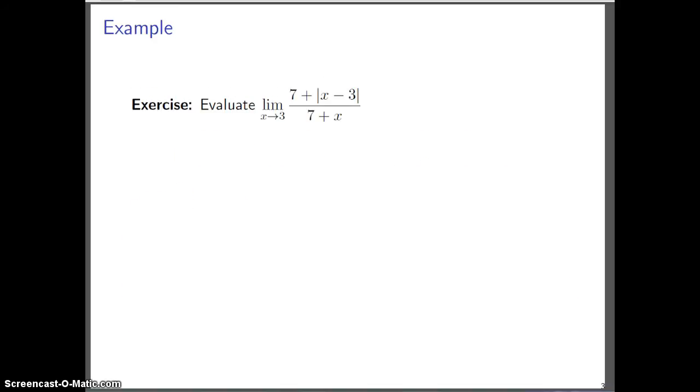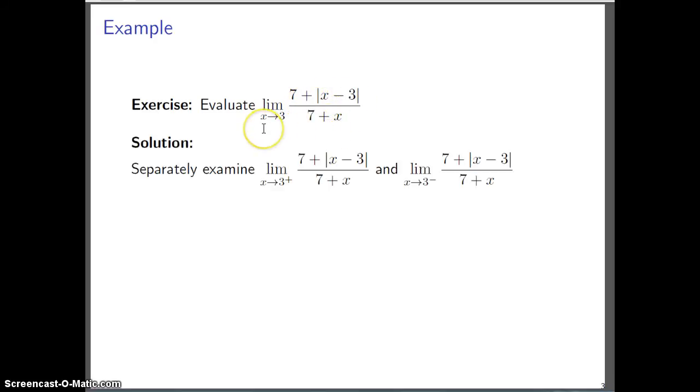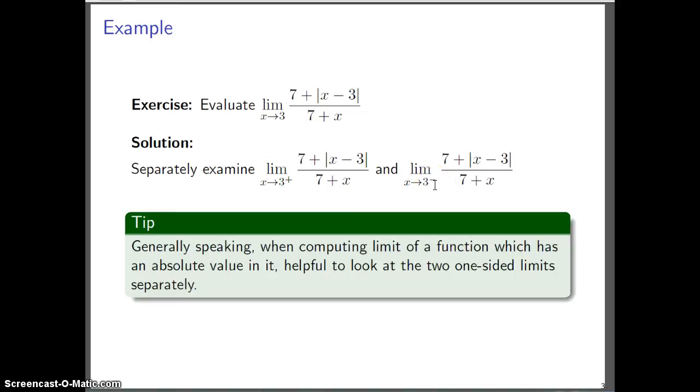And all we're going to do in this video is actually compute this. So evaluate the following limit: the limit as x goes to 3 of the function 7 plus the absolute value of the quantity x minus 3, all over 7 plus x. To solve this, we're going to separately examine the right and left side limits. In general, whenever you see a limit of an absolute value, and maybe some other stuff, it is helpful to look at each of the two one-sided limits separately.